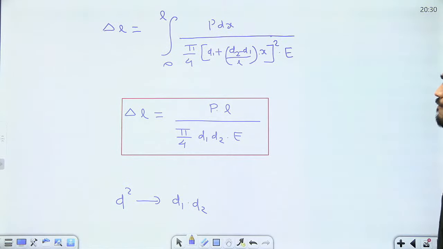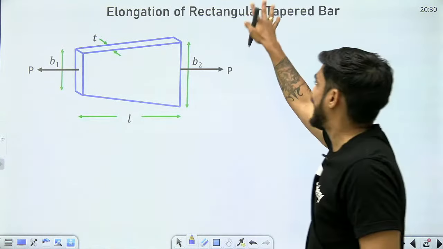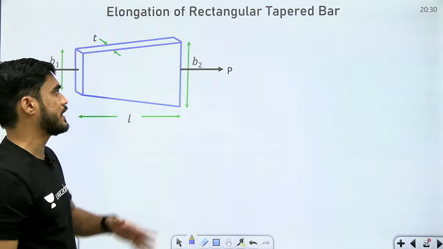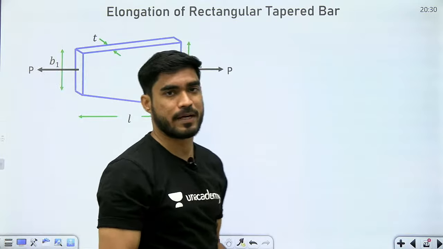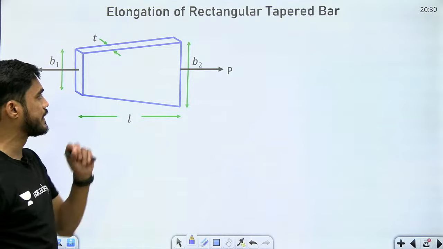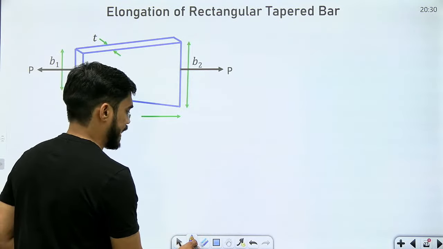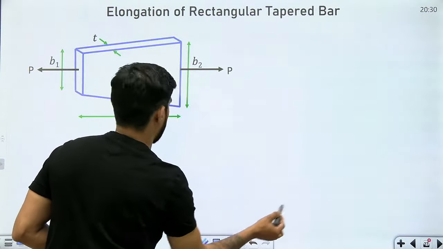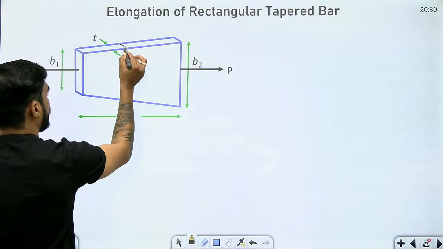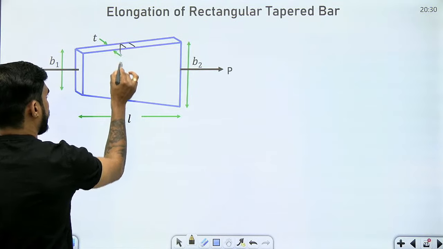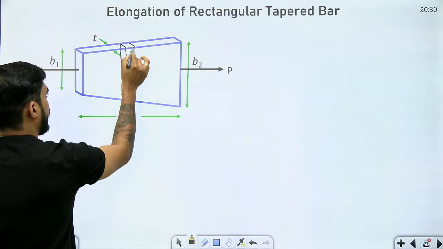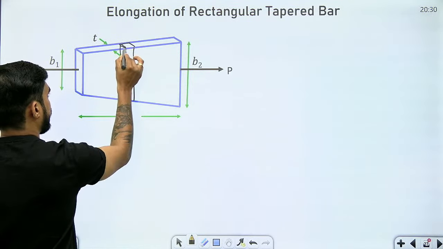Now, in the same way, can we find the elongation of a rectangular tapered bar? Yes, we can find the elongation of a rectangular tapered bar. How we can find the elongation of a rectangular tapered bar, beta? Understand. So beta, I am going to do the same thing here also. I am going to consider a very small element. मैं यहां पे भी एक बहुत ही छोटा एलिमेंट कंसिडर करने वाला हूं.